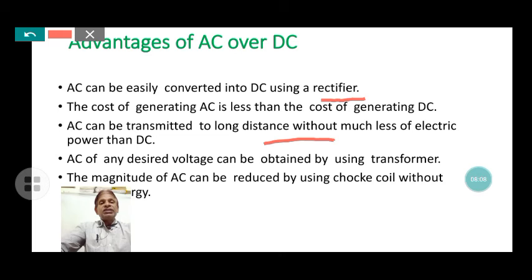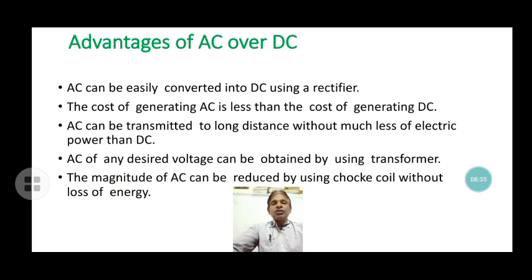AC of any desired voltage can be obtained by using a transformer. A transformer is used to change the voltage of the AC current. Also, the magnitude of AC can be reduced by using a choke coil, without any loss of energy. So these are the advantages of AC over DC.